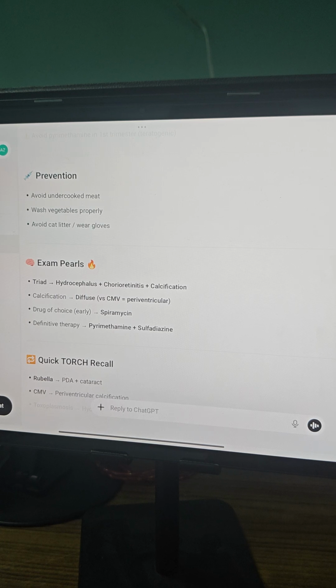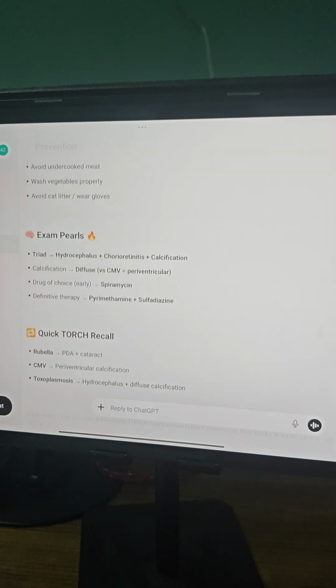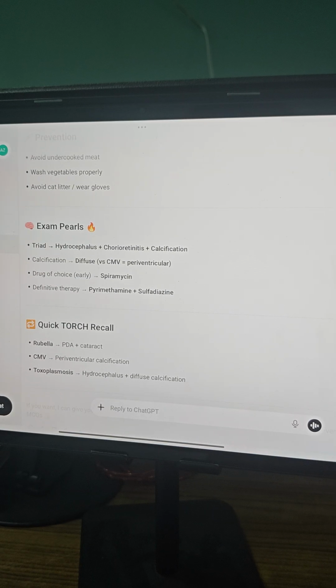So, from an examination point of view, what points do you have to remember? That there is association with the triad: hydrocephalus, chorioretinitis, and diffuse intracranial calcification. Drug of choice is spiramycin, and definitive therapy is pyrimethamine and sulfadiazine. So, this is the thing.